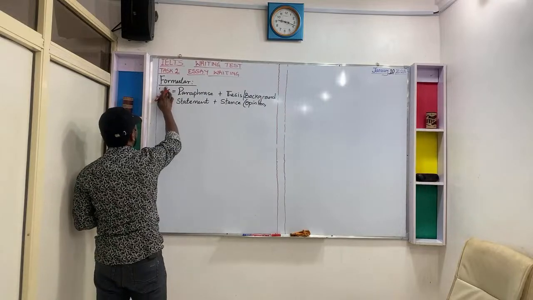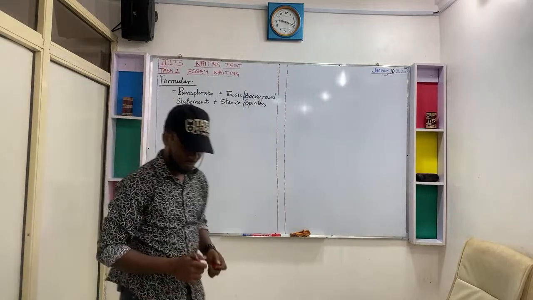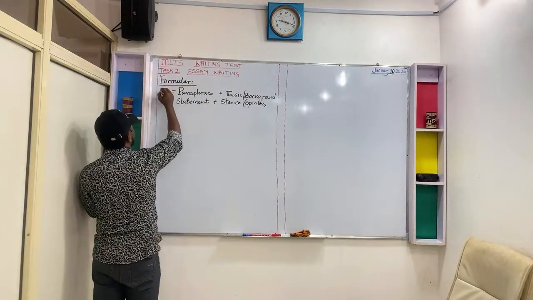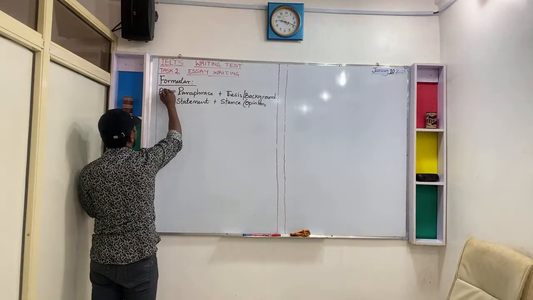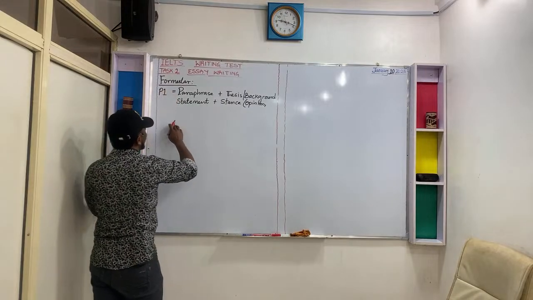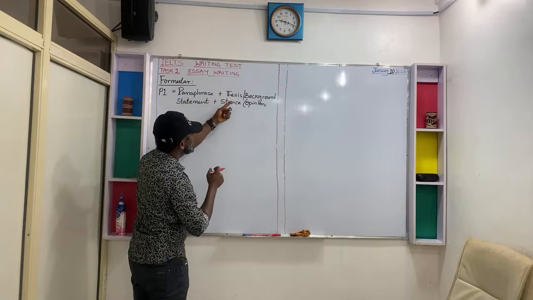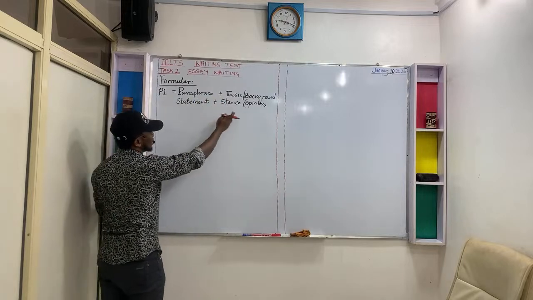Off with the formula for writing an essay. The formula simply is: P1, which would be paraphrase, thesis or background statement, and stance.